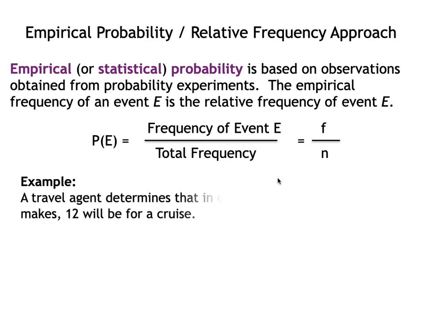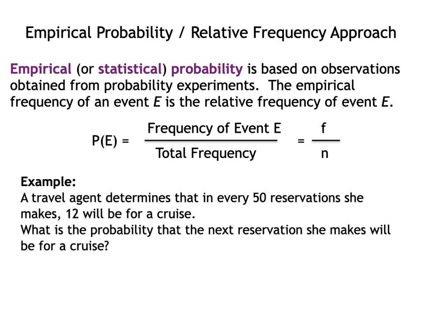And in this case, let's take this for example. Say a travel agent determines that in every 50 reservations she makes, 12 will be for a cruise. Okay, so meaning to say, the experiment involved is having to make a reservation, and she performed the experiment 50 times by having to make 50 reservations. And the frequency of the event that a reservation for a cruise was made was 12 times.